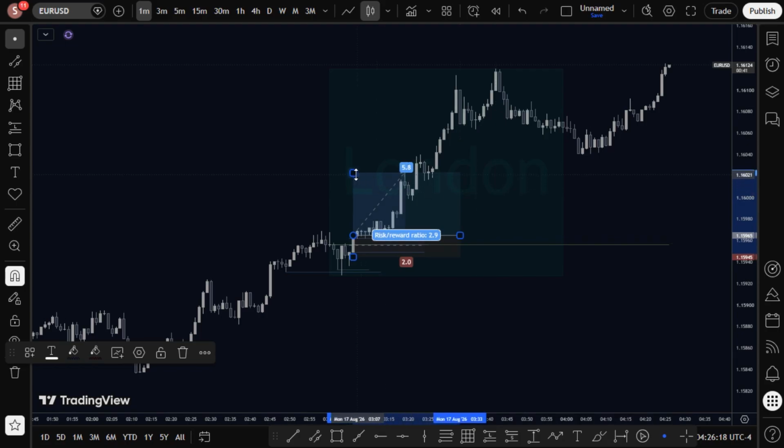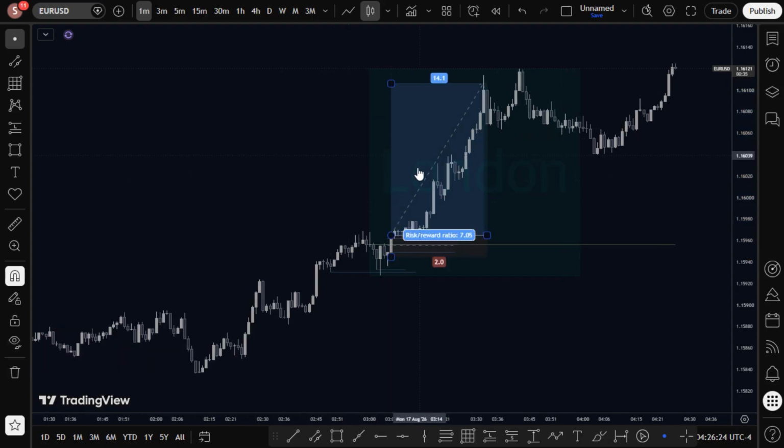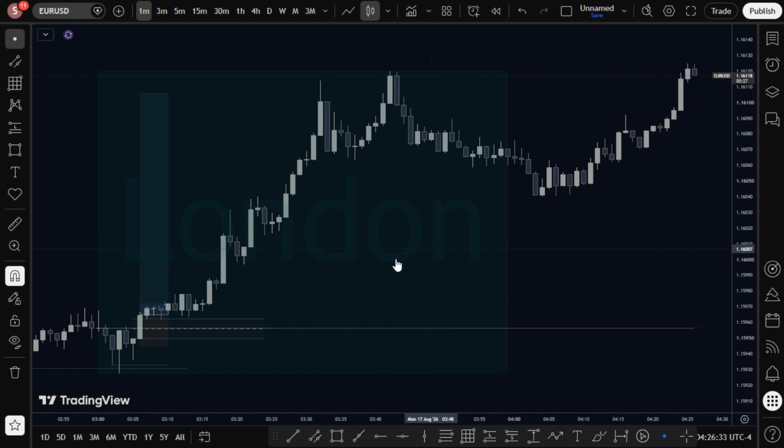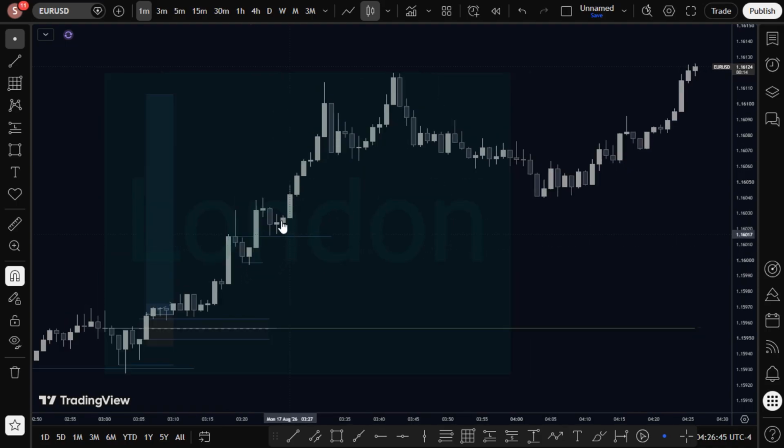This is a trade that just happened this morning. Look at it, giving us almost 1 to 7. And then there were opportunities along the way too. Now, the reason why I will take this opportunity is because there's a swing formation here, and then price closed above this.